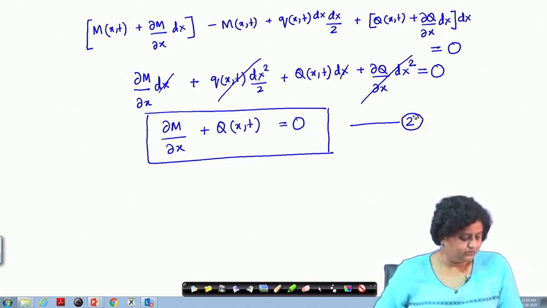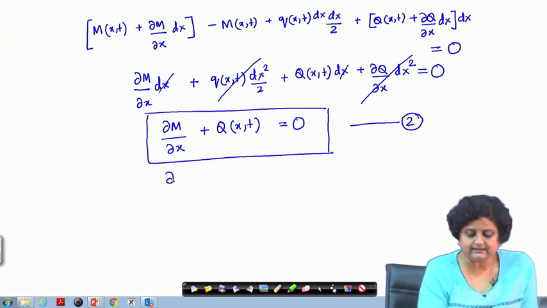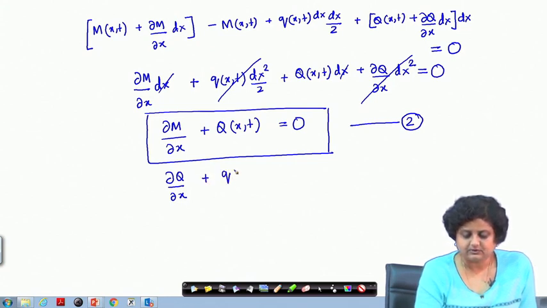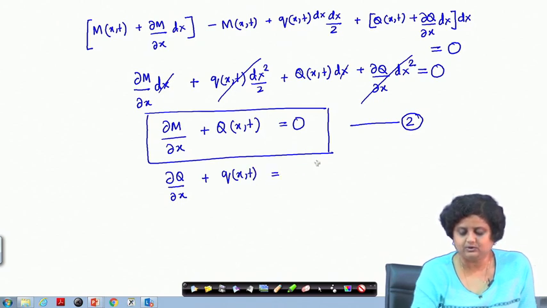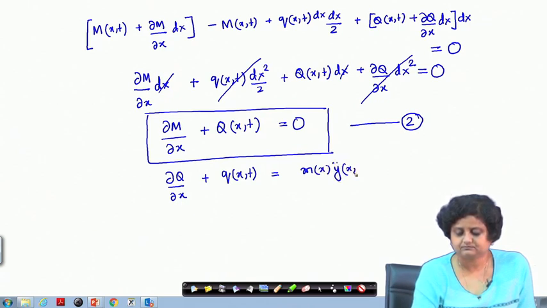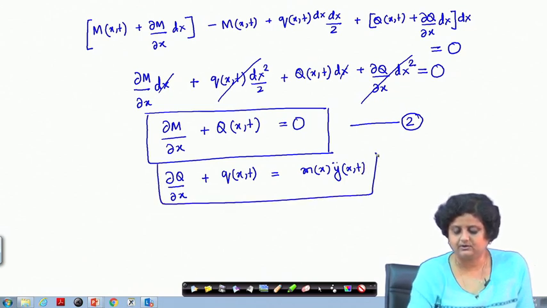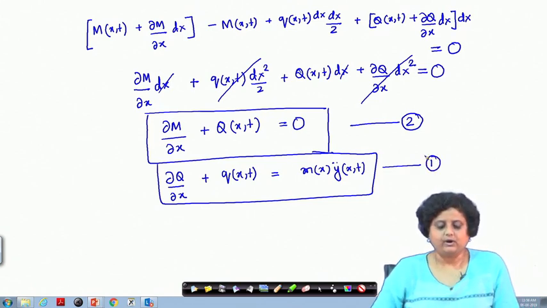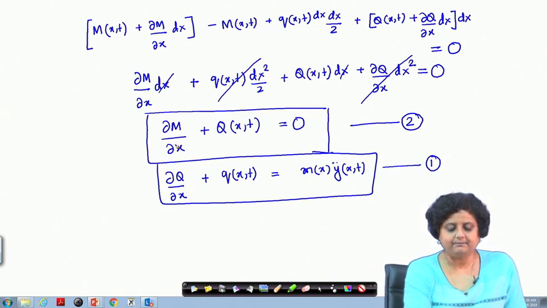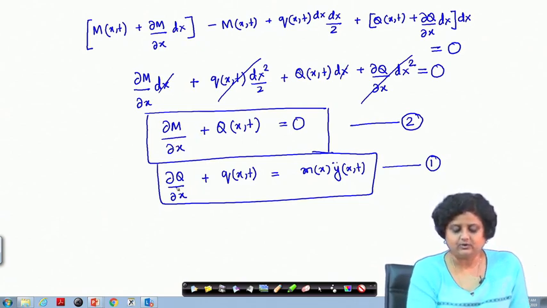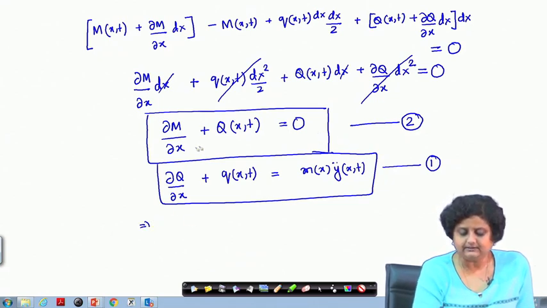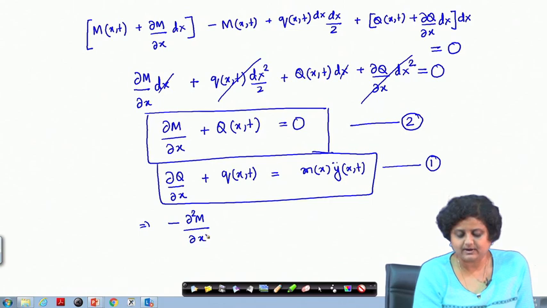Okay. So, let me write down the first equation, which was ∂Q/∂x plus q(x,t) is equal to m(x). So, this is my second equation, this was my first equation. So, what I do is that in place of Q, I replace ∂²M/∂x². So, I write ∂Q/∂x as minus ∂²M/∂x² plus q(x,t).